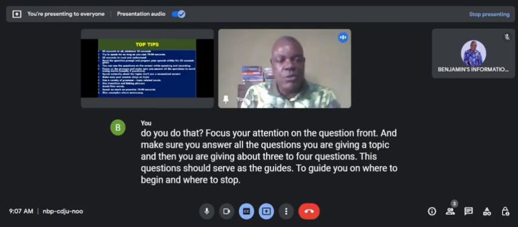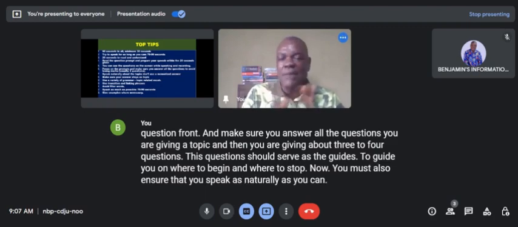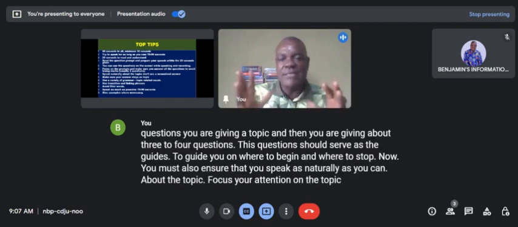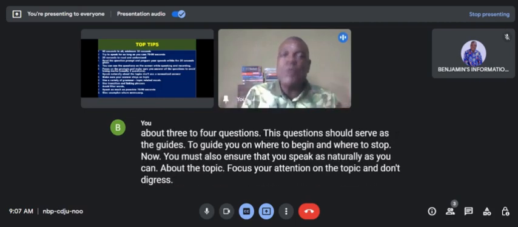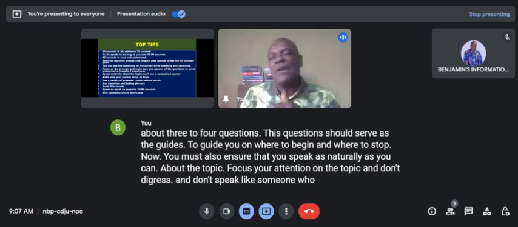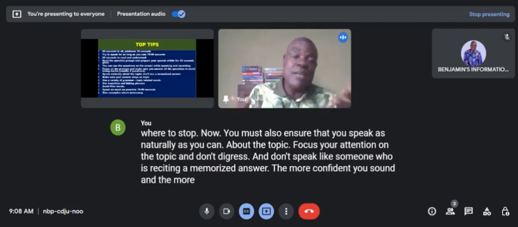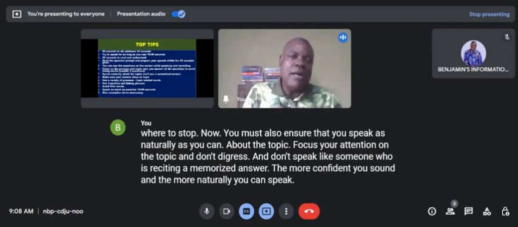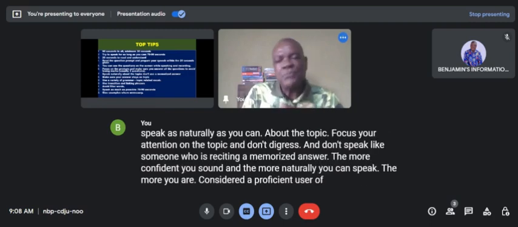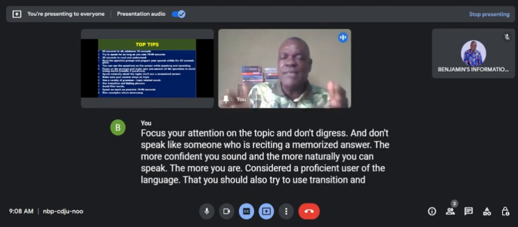Now, you must also ensure that you speak as naturally as you can about the topic. Focus your attention on the topic and don't digress. And don't speak like someone who is reciting a memorized answer. The more confident you sound and the more naturally you can speak, the more you are considered a proficient user of the language. Then you should also try to use transition and linking phrases.